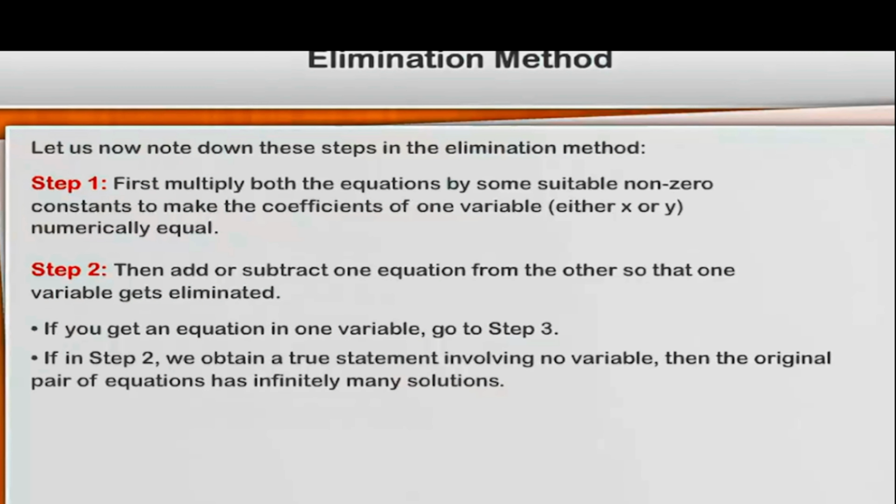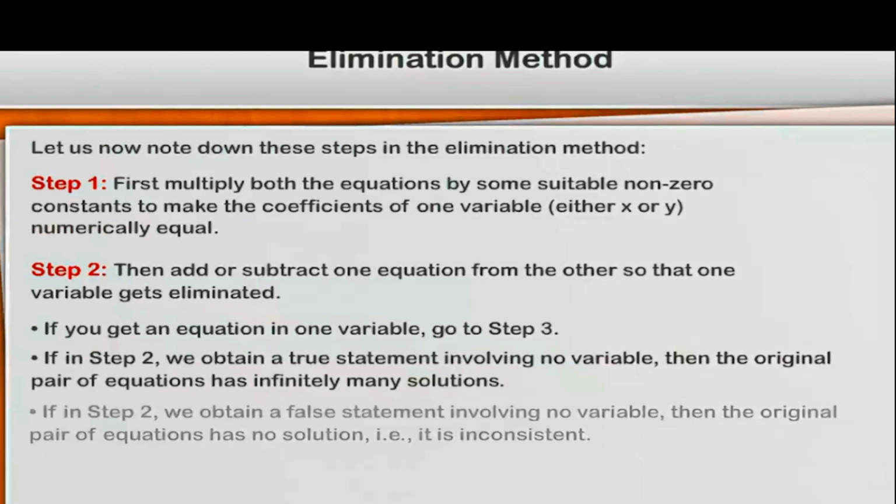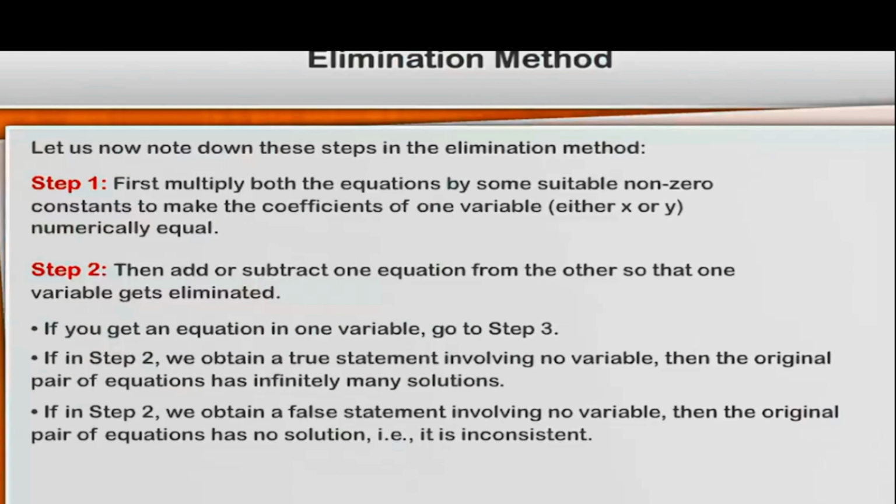If in step 2, we obtain a true statement involving no variable, then the original pair of equations has infinitely many solutions. If in step 2, we obtain a false statement involving no variable, then the original pair of equations has no solution. That is, it is inconsistent.